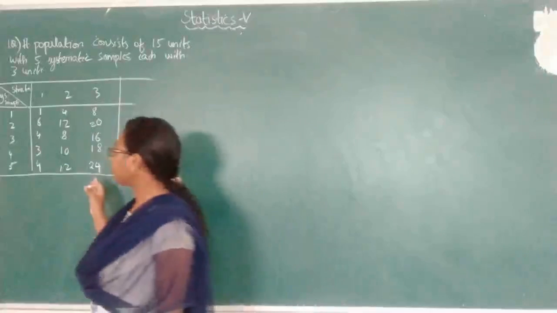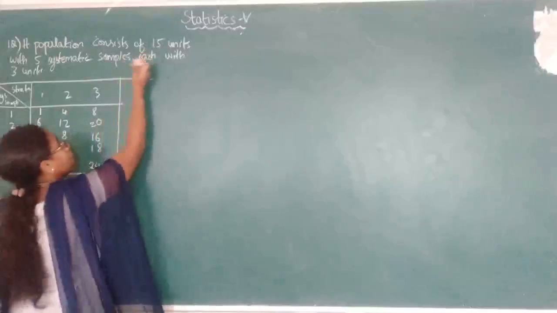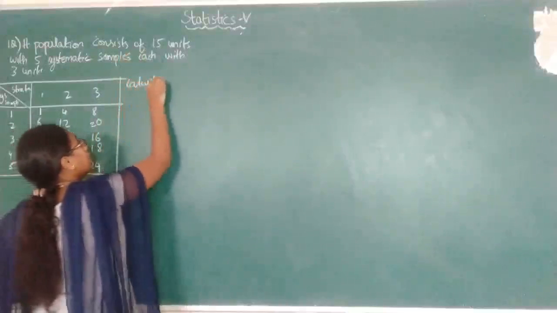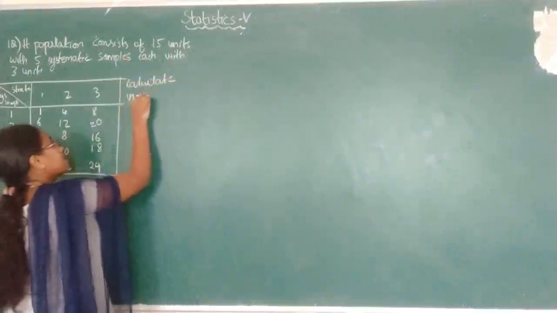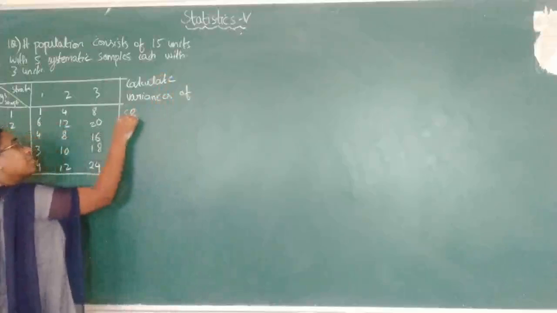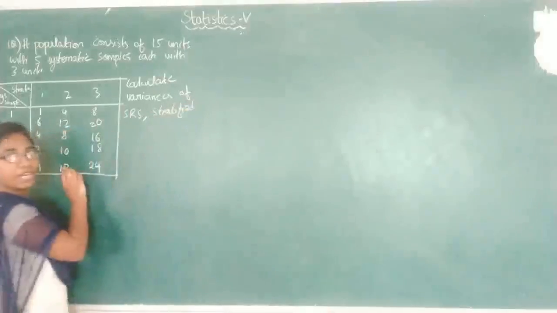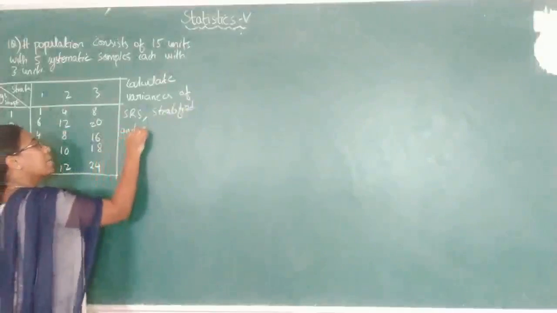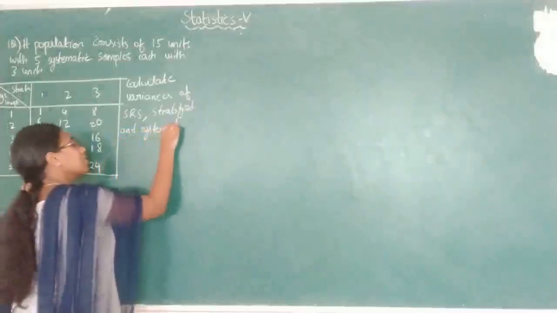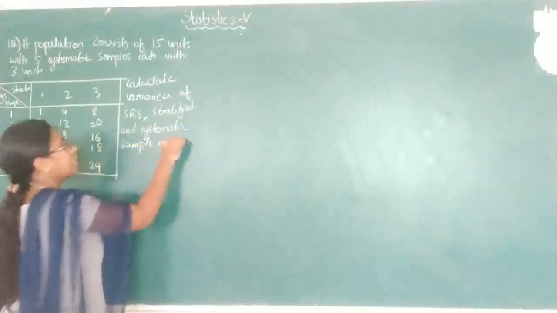For this data, we have to calculate the variances: the variances of simple random sampling, stratified and systematic samples. After calculating these values, we have to compare them.